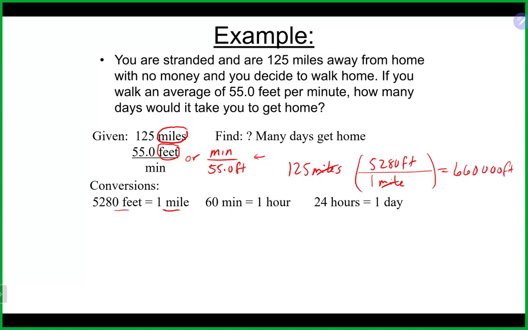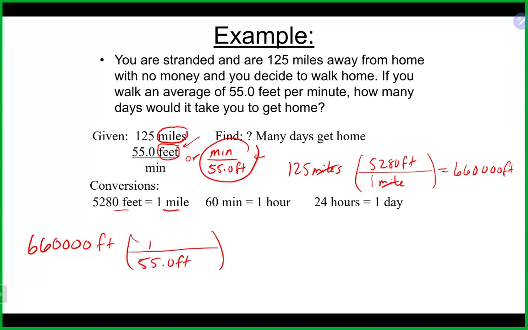You got your 660,000 feet in this case. Now I have it in feet, which is going to work really well with our rate here to get it into time as a conversion factor. So we're going to go with 660,000 feet. Once again, we're going opposites to cancel. That means I actually do need to flip it around and have the feet on the bottom. So that's going to give me 55 feet per minute. The feet here will cancel.